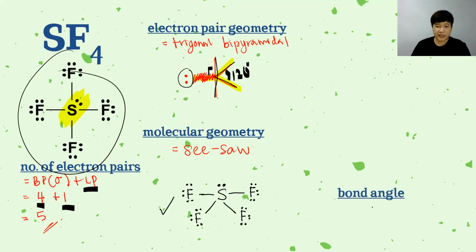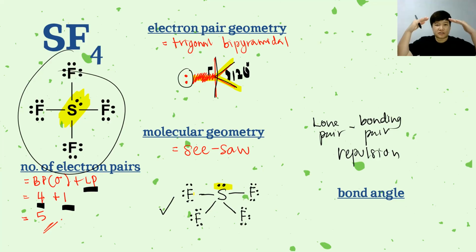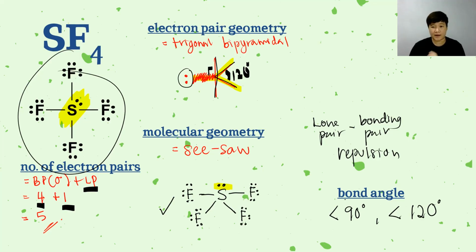And the bond angle will change. Why will the bond angle change? Because you will have lone pair, bonding pair repulsion. When you have the lone pair, bonding pair repulsion, this lone pair will tend to push the bonds closer to each other. Therefore, the bond angle will be less than 90 degrees and also less than 120 degrees due to the repulsion of the lone pair at the central atom. So the bond angle becomes smaller. Make sense? And that is when your central atom has one lone pair.